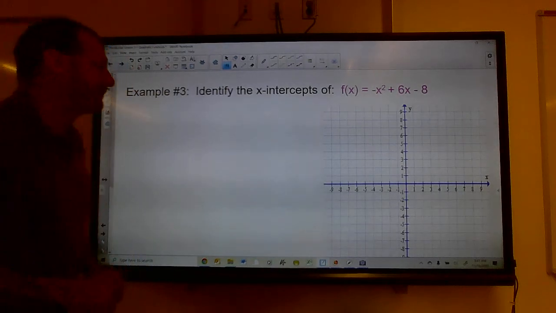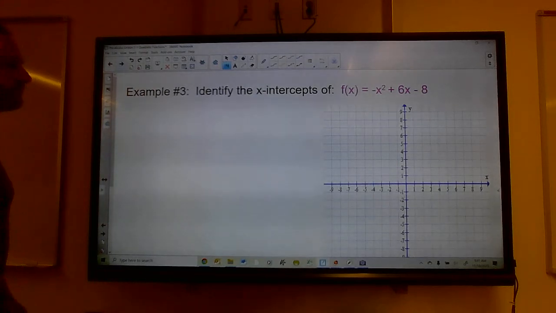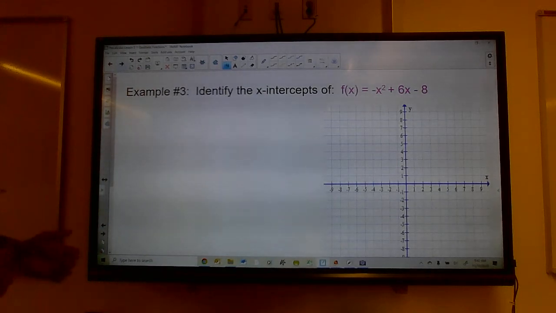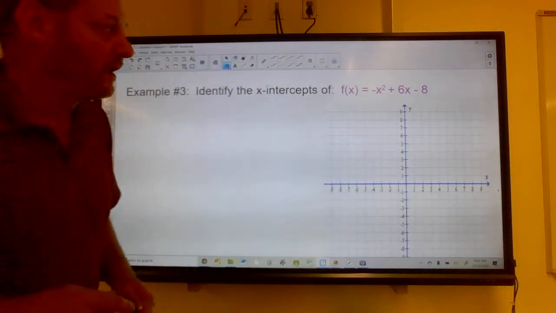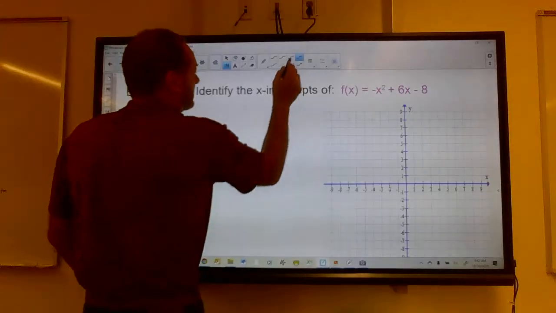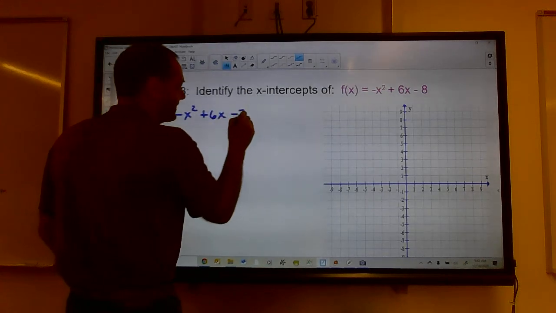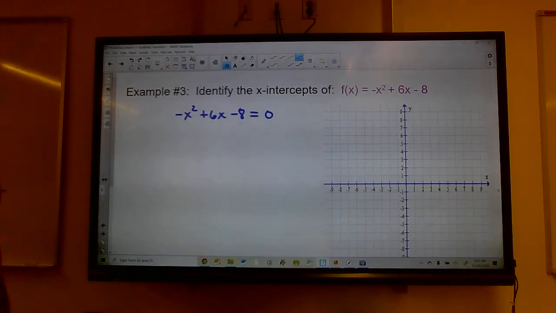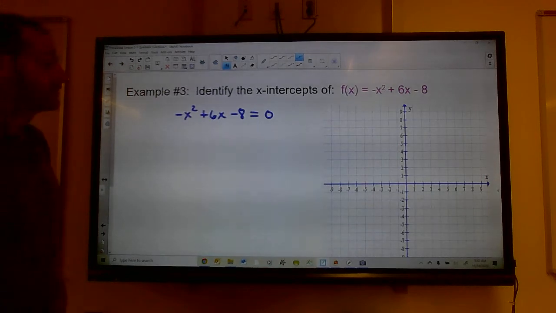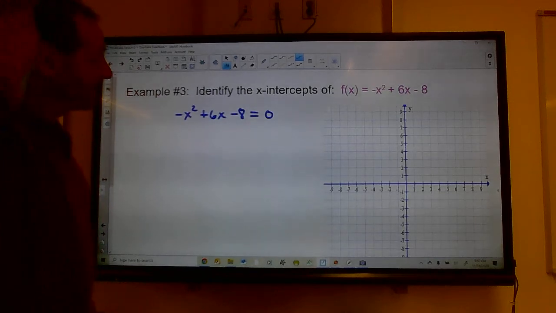Identify the x-intercepts of f of x equals negative x squared plus 6x minus 8. Okay, so I need to know where this thing's going to cross the x-axis. All right, so essentially what that means is I need to know when is negative x squared plus 6x minus 8 going to equal 0. Okay, so there's a couple of ways I could do this. I could graph this thing and see if it comes out. So let's try that. You need practice on graphing anyway.